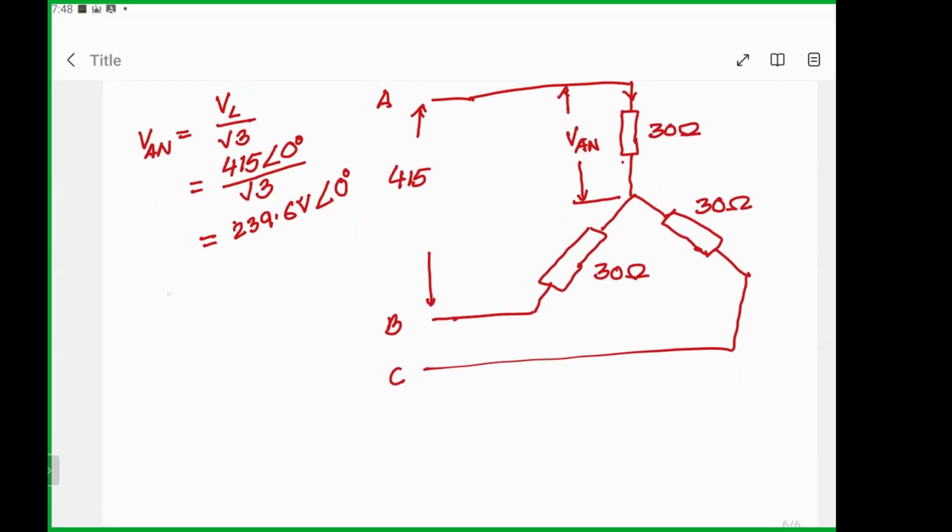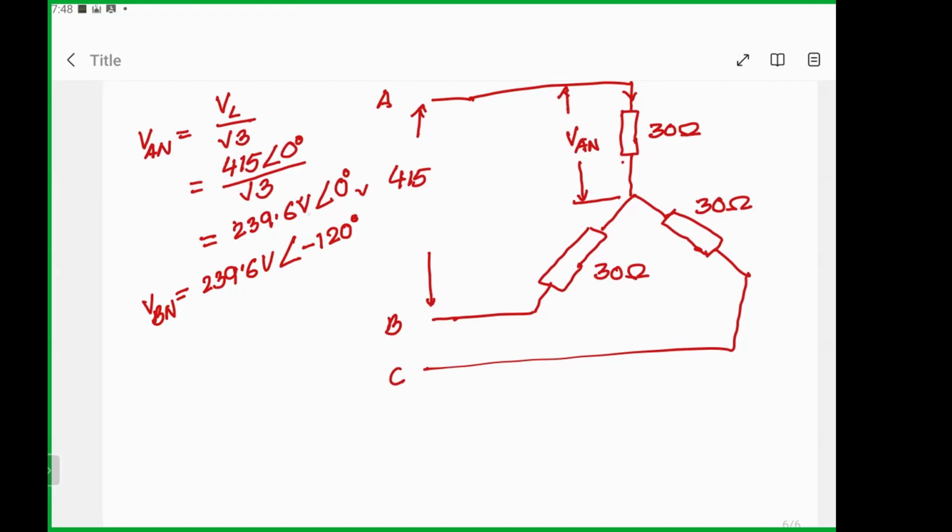VBN will be equal to, now I have taken this one as the reference. So that means VBN I can write down as 239.6 volts at 120 degrees in the clockwise direction. This has not been asked, but just to give you an idea what it would look like. So this is the balanced system. Whenever you have a balanced system, all three loads are the same.